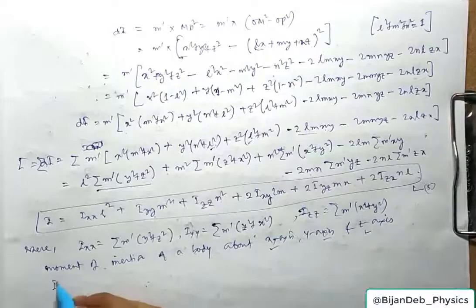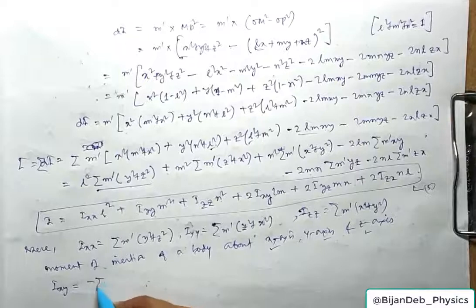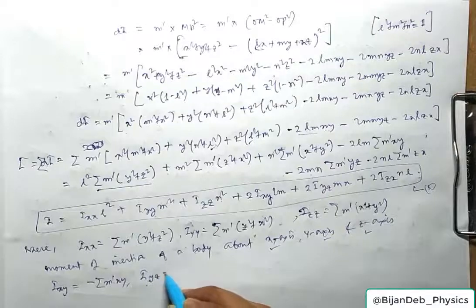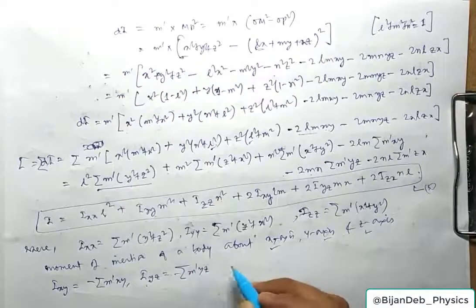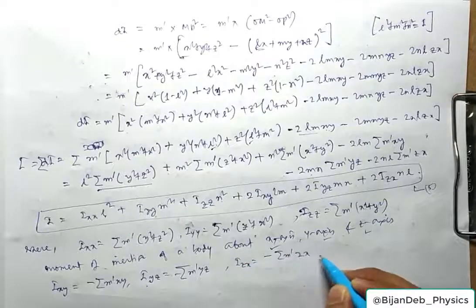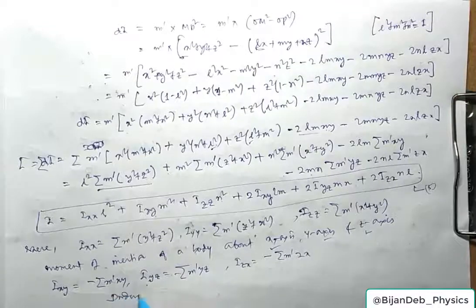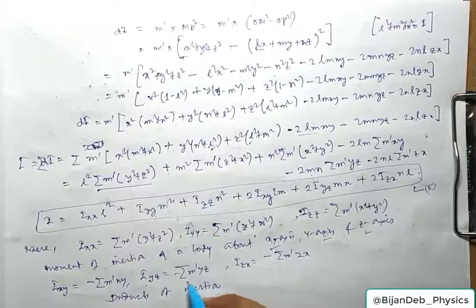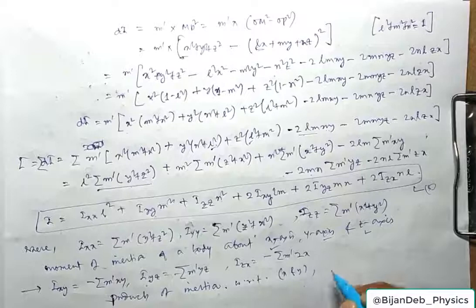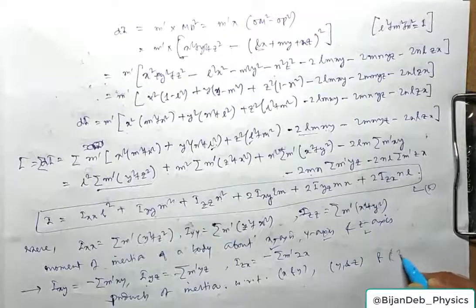And the other terms, that is Ixy, this is equal to summation of m prime xy, Iyz, Izx, they are called products of inertia. Okay, they are called product of inertia, with respect to x and y, y and z and z and x.